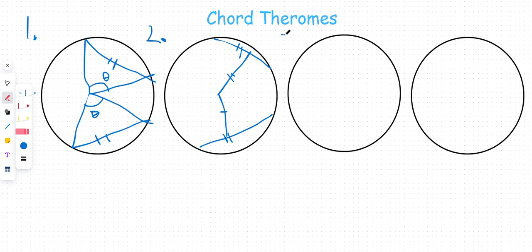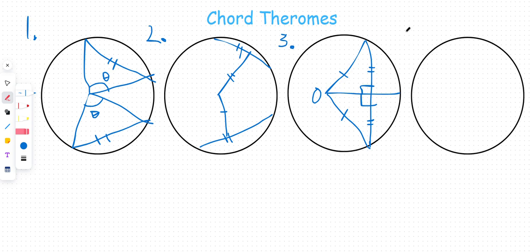For the third chord theorem, if the perpendicular from the center of a circle bisects a chord, which means that these two lines over here, suppose this is the center, even though it doesn't really look like it, but still, that means this angle, the perpendicular bisector of this chord, is going to make 90 degrees and 90 degrees, and these two are going to be the same because they're both radii. And since these both are the same, that means these two also have to be the same.